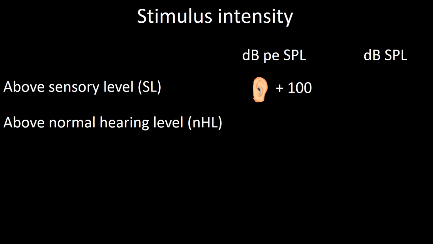When designating a click as SL and using peak equivalent SPL as a unit of intensity, we usually arrive at the desired click intensity by adding 100 dB peak equivalent SPL to the sensory level of the particular ear.